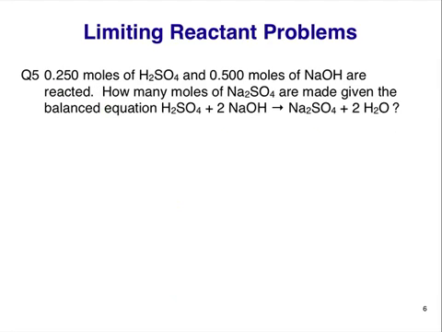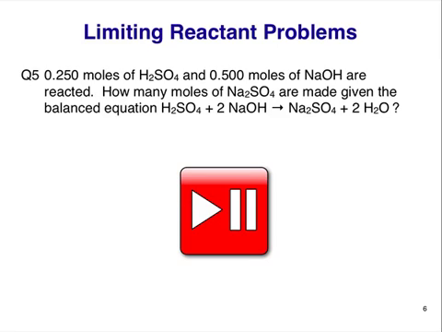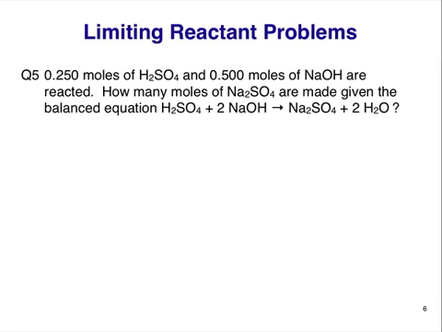Our last question for today. 0.250 moles of H2SO4, sulfuric acid, and 0.500 moles of NaOH, sodium hydroxide, are reacted. How many moles of Na2SO4, sodium sulfate, are made given the balanced chemical equation H2SO4 plus 2NaOH make Na2SO4 plus 2H2O. Pause here and work out your answer.